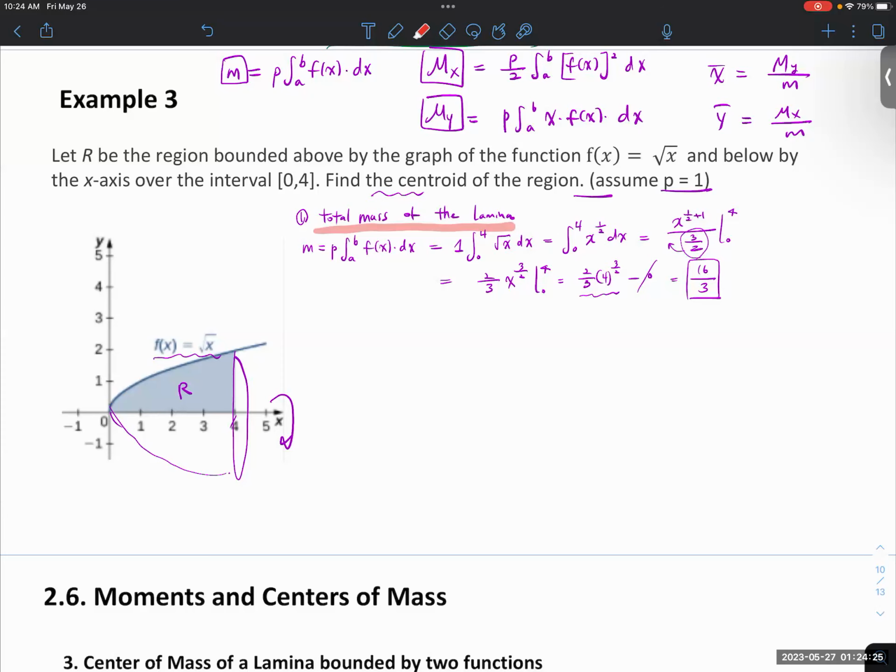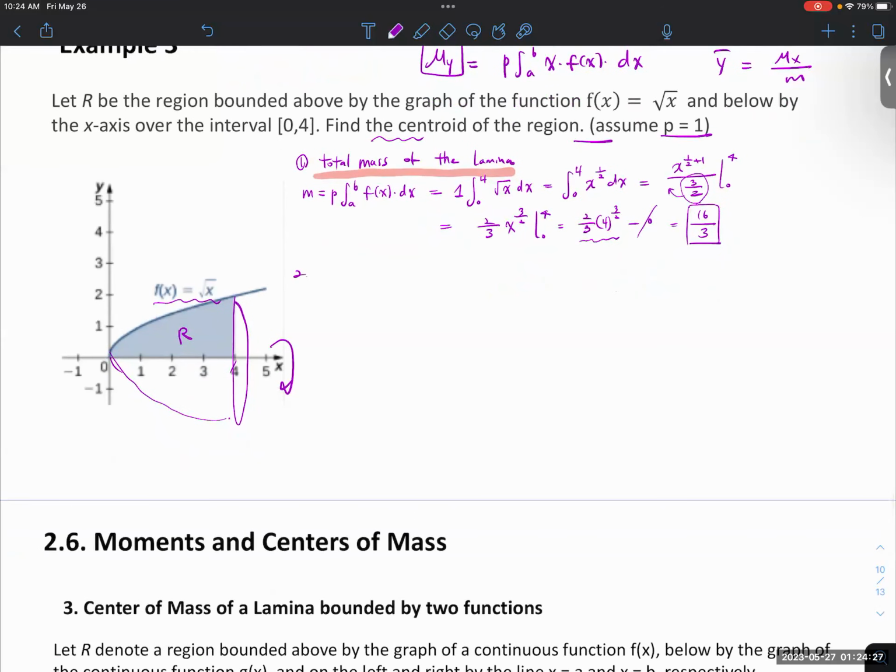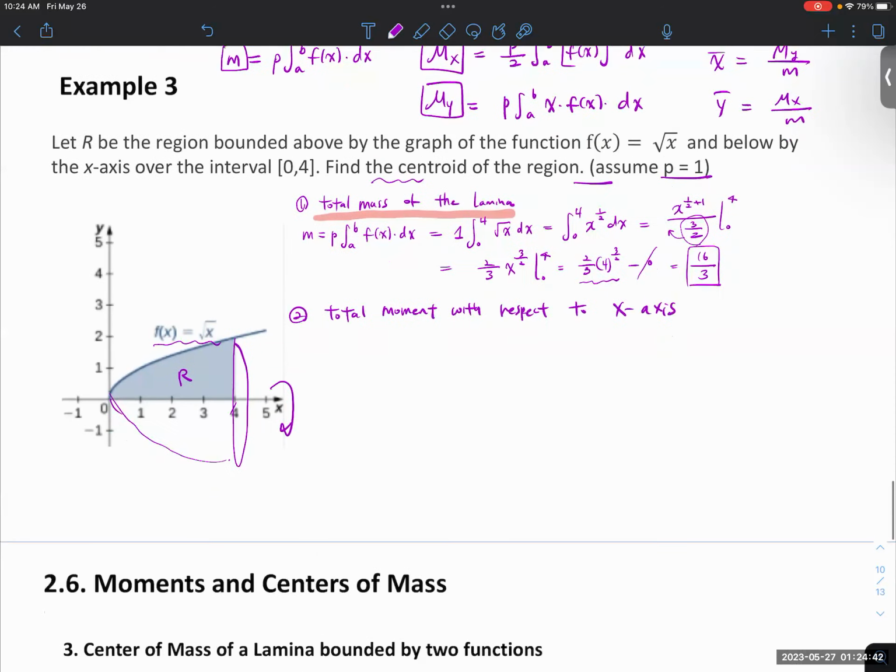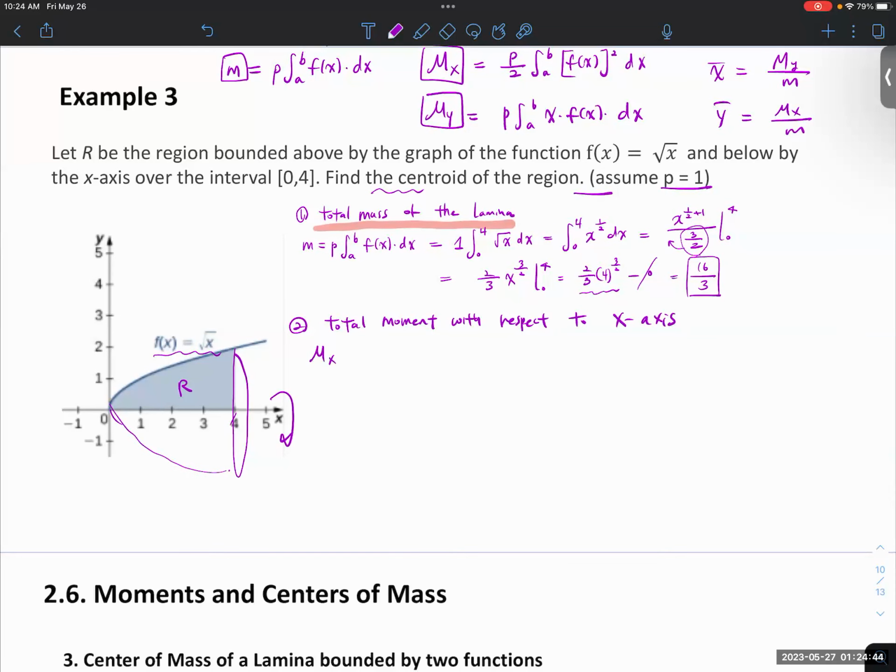Okay, we good. Keep going. Let's find out the total moment with respect to the x variable on the x-axis. So the formula is set right there: Mx equals p over 2, integral from a to b of f of x to the second power dx.